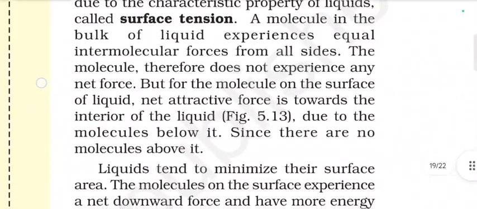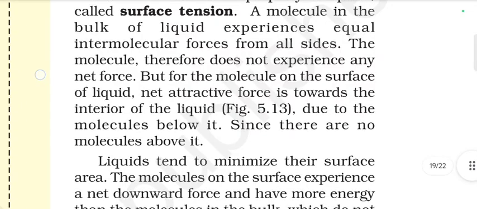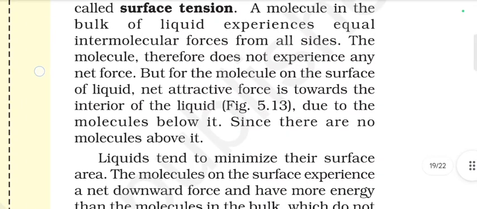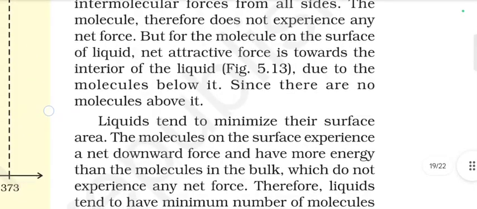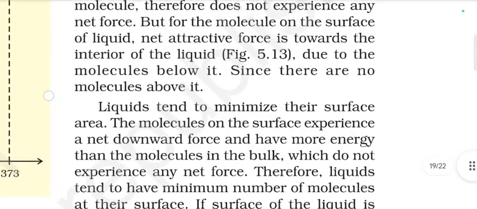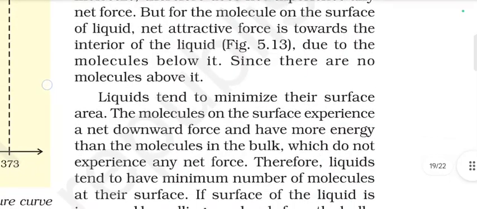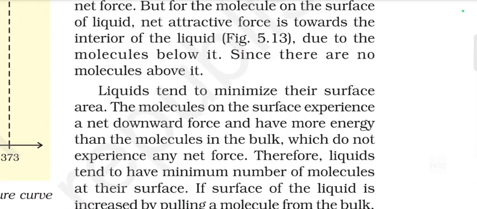A molecule in the bulk of a liquid experiences equal intermolecular forces from all sides. The molecule therefore does not experience any net force. But for the molecule on the surface of the liquid, net attractive force is towards the interior of the liquid, figure 5.13, due to the molecules below it.